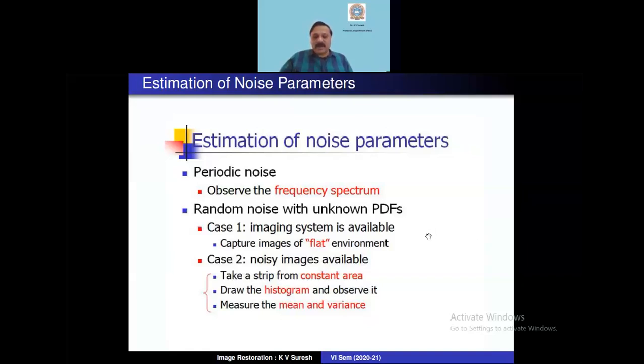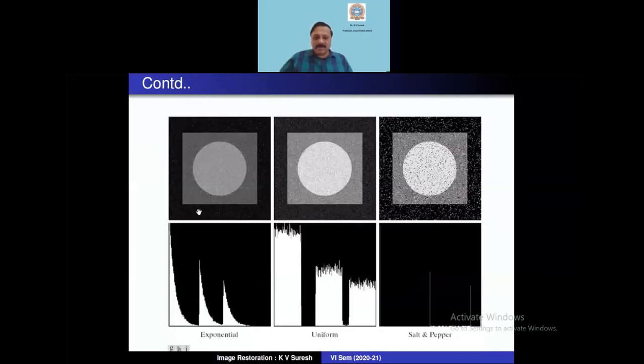What if I don't have the camera? The scenario is, for example, satellite imaging. The camera is on board a satellite. You don't have the camera with you. In such cases, I have only a noisy image. Again, I'll go back to the same test experiment. We understood that for a smooth region of an image, if the histogram is plotted, the shape will tell me what type of noise it is.